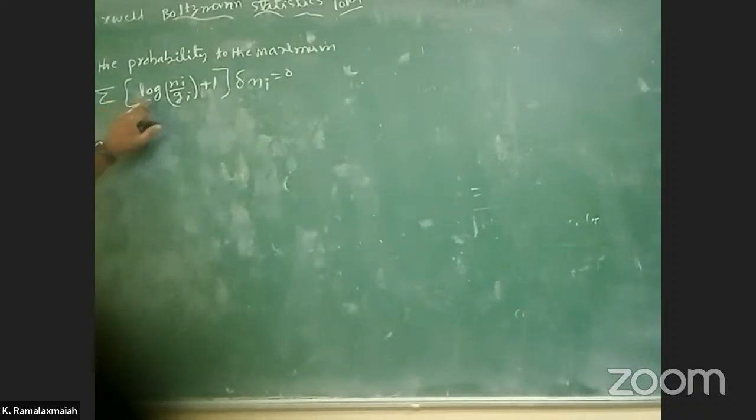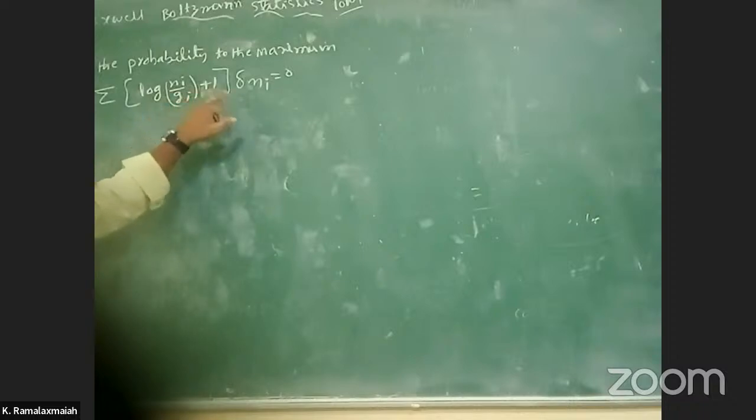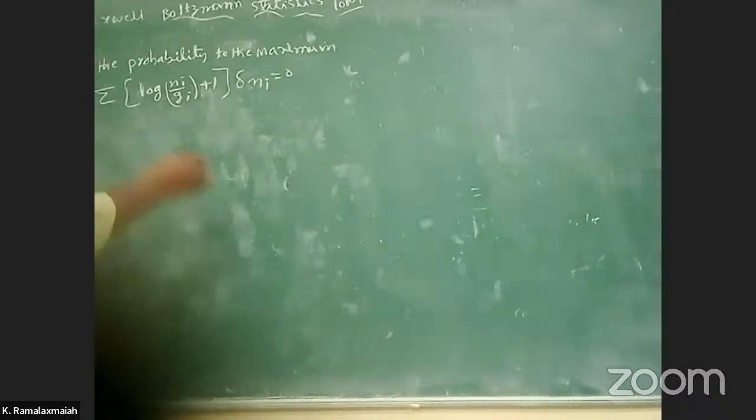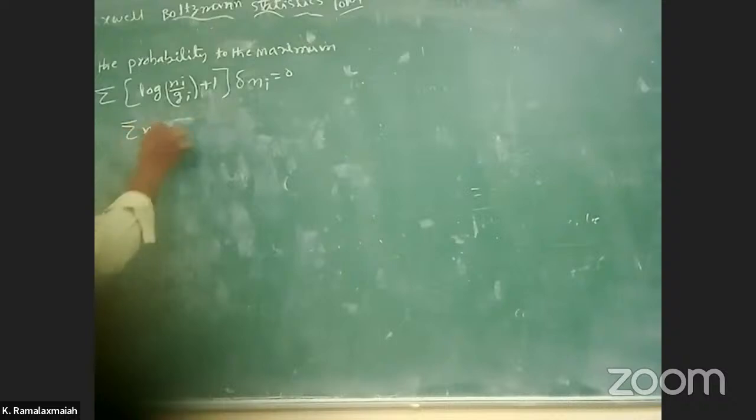So summation log ni by gi plus 1 into delta ni is equal to 0. That is the simplified log a by b formula. This is the value, convert the formula. So that is subject to the constant: summation ni is constant. Summation delta ni is equal to 0. This value is equal to 0.